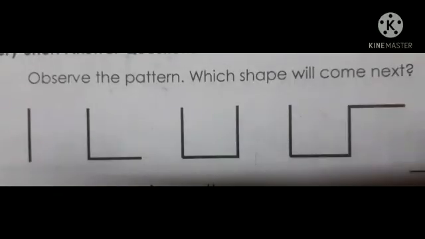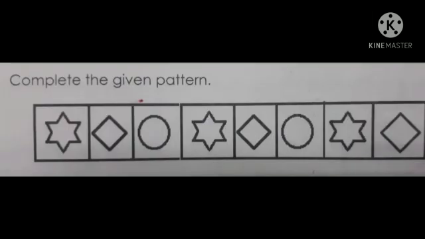Observe the pattern. Which shape will come next? Now students, you all can see on the screen line patterns. In the first picture, one line is drawn. In the second picture, two lines. In the third one, three lines. And in the fourth one, four lines. So, what will come next? Here is the next pattern, 5 lines. You all can see on the screen. Moving on to the next.